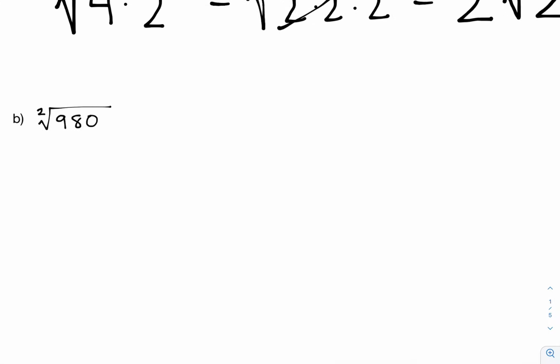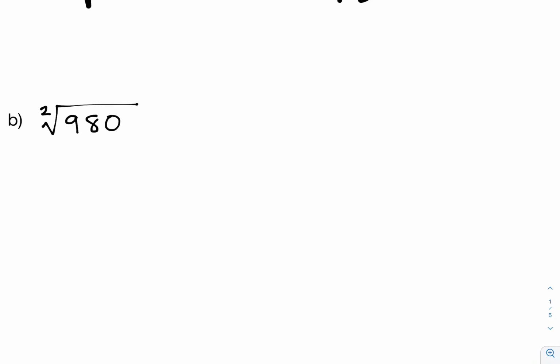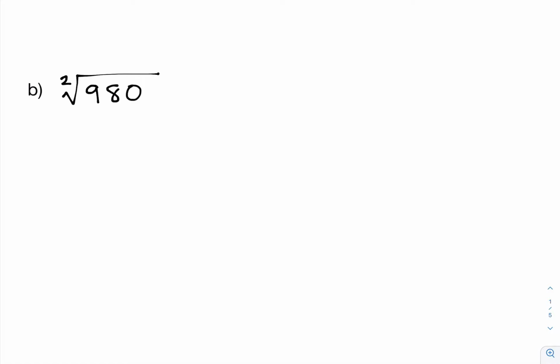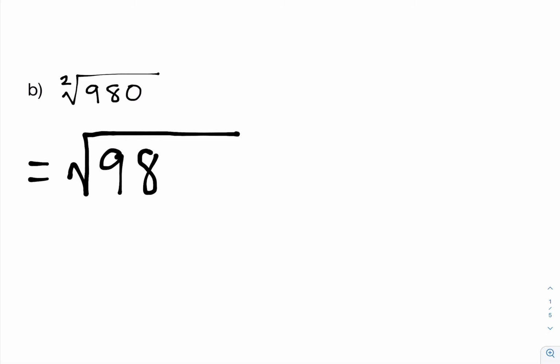Okay, so 980. Let's think about this in terms of its factors. So they already did part of it for us. They said the square root of 980. This is an entire radical. So right now we only need to focus on getting into its mixed radical form. So the square root of 980, I'm not going to write the 2 there because it's kind of assumed in math that if there's no sign here for the index, it's just 2. So 980 is the same as 98 times 10.